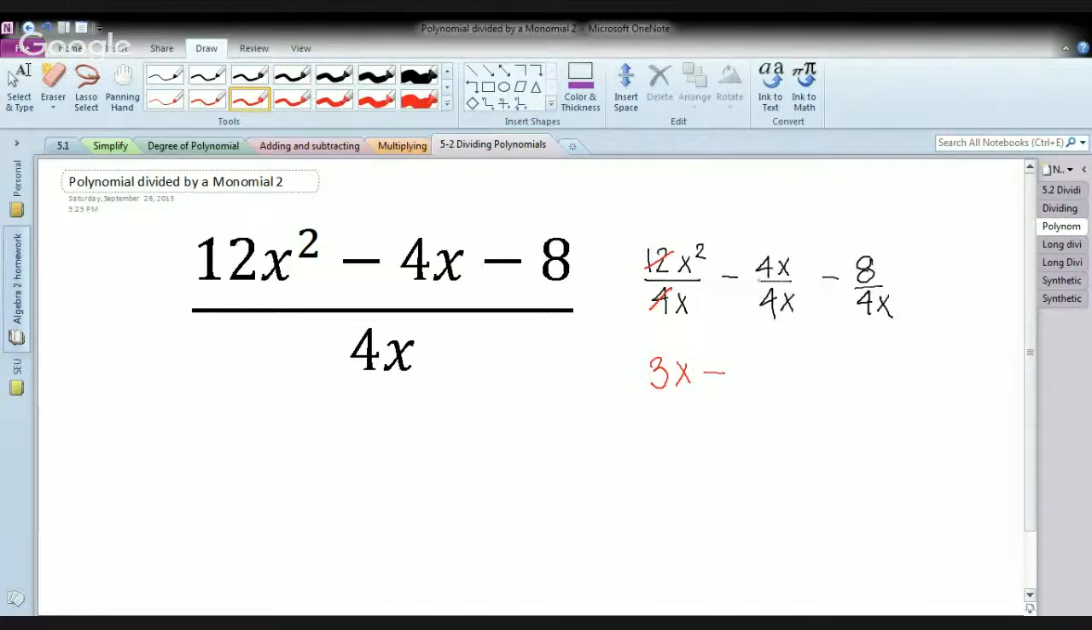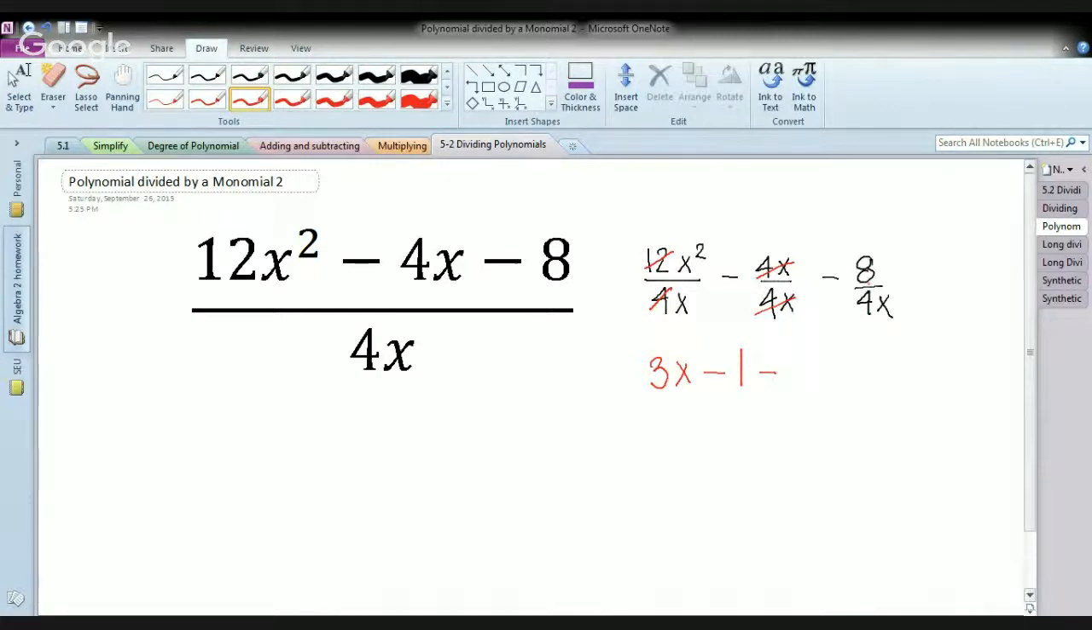Minus, and careful here, 4x divided by 4x is going to cancel. But when we cancel, it's actually a 1. It's not a 0, which is different. So these are going to cancel each other out, leaving us with just a plain old 1. Then we have minus, and then 8 over 4.